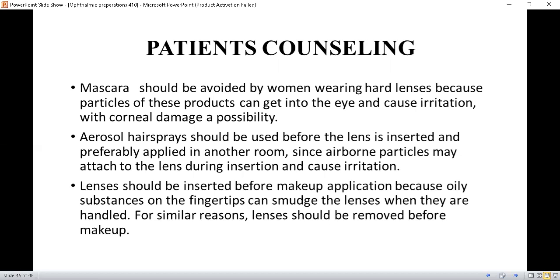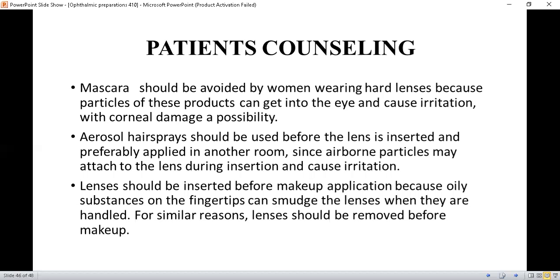Other precautions or counseling parameters: mascara should be avoided by women wearing hard lenses, because particles of these products can get into the eye and cause irritation with corneal damage. So there is a possibility of corneal damage with using mascara. If you are using mascara and you have lenses, then particles from the mascara may migrate to the lens surface and can cause irritation and even corneal damage.